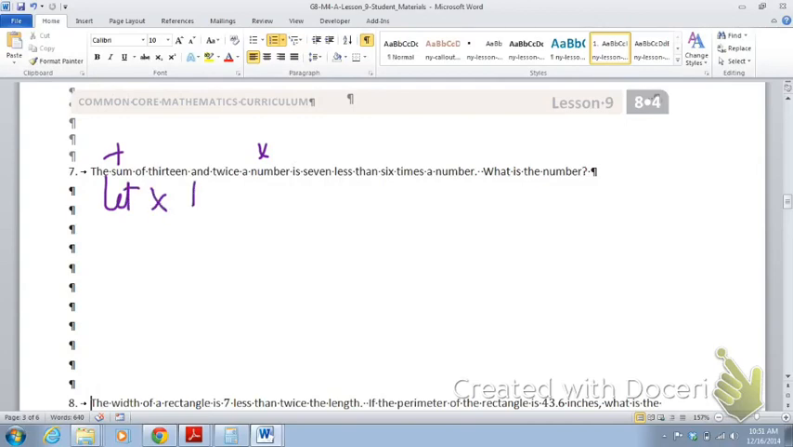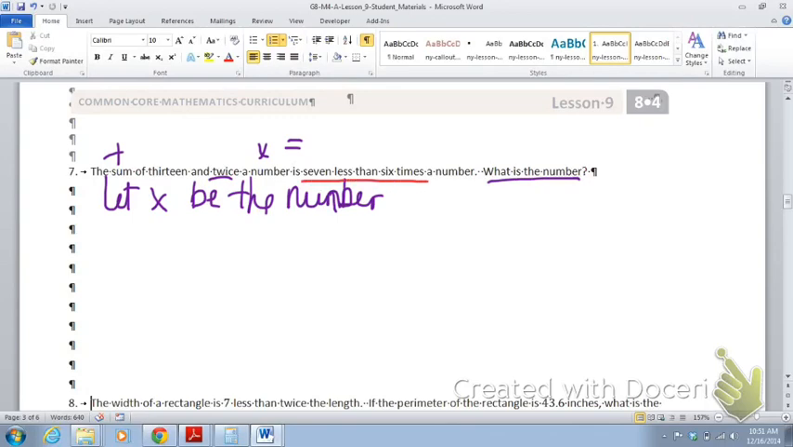Let x be the number. That's my question here. What is the number? Okay, so the sum of 13 and twice a number. So this is going to be multiplication here. Twice a number. Is, there's my equal sign. So now I'm going to have two expressions here. It helps me to find my equal sign because now I can write the expressions separately and not get as mixed up maybe. So let's underline the two expressions.